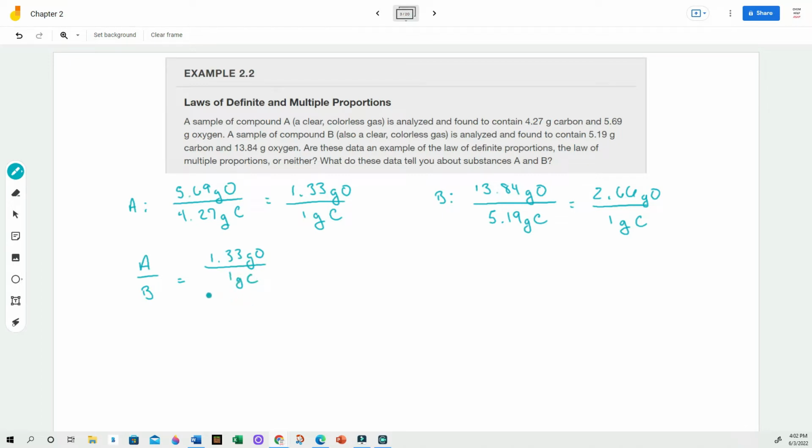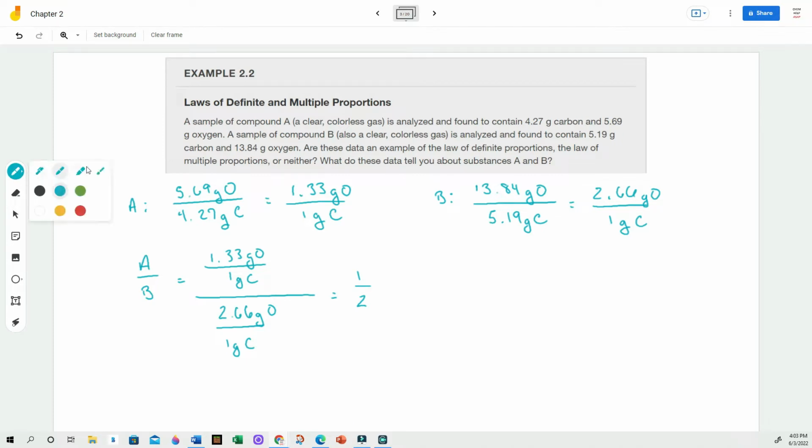But what we want to see is if we get a whole number ratio here. So this is 2.66 grams of oxygen over 1 gram of carbon. And if you do this math, you get that this simplifies to 1 over 2. Now that means that compound B has twice as much oxygen as compound A, which is the law of multiple proportions.